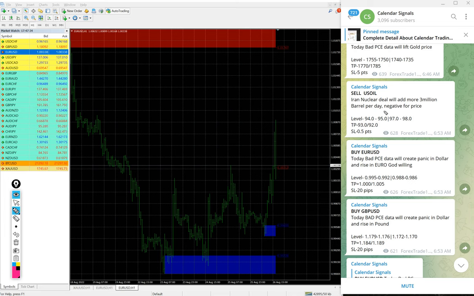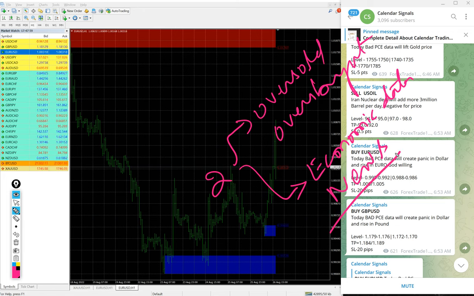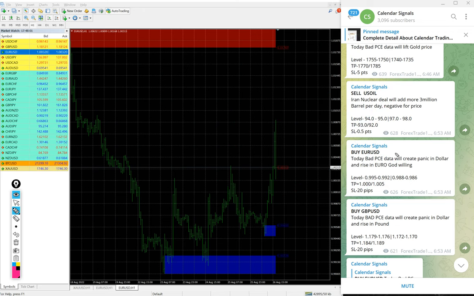Calendar signals: based on two aspects we are giving the signal. One is oversold or overbought condition, and another reason we are considering is economic data or news. Based on these reasons we are giving the signals on calendar signal.